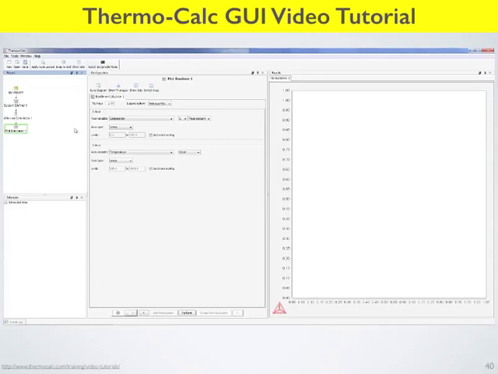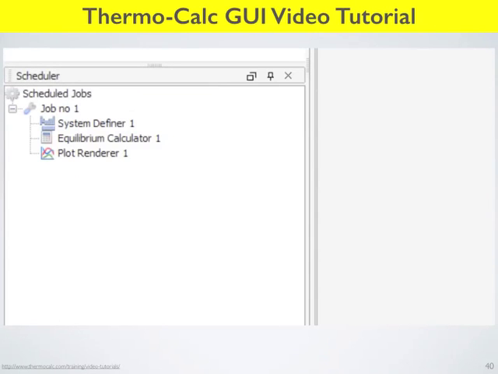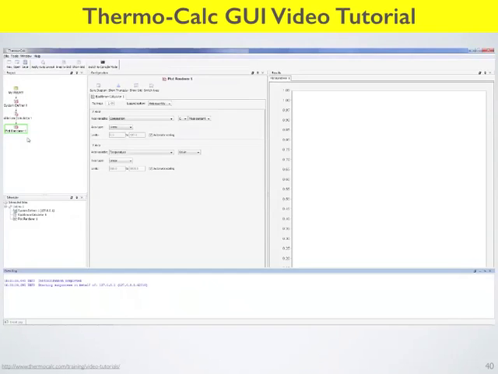Right-click the plot node and click Perform Now. Now something happened in the window we haven't looked at yet, the scheduler. When the plot is performed, the program recognizes that in the current project, none of the activities above the plot has been performed. Since the plot needs their phase diagram calculation, which in turn needs the system, all three activities are scheduled and performed in sequence.